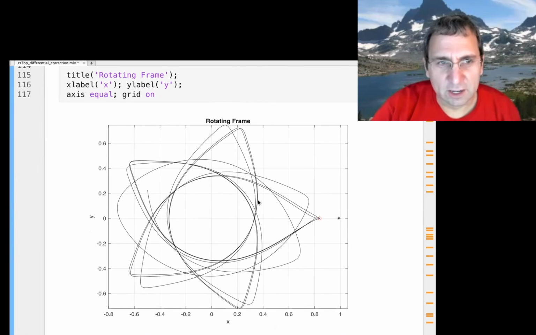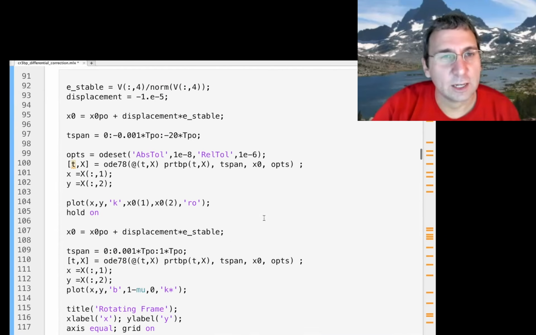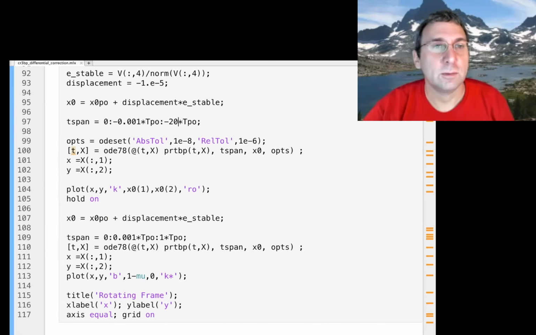If we were to look at this in the inertial frame, I'm not quite sure what we would get, and I don't have the code for that right here. But hopefully that helps you get started. So next time we'll talk about the rest of chapter 4. We've basically done sections 4.1 through 4.3. So next time we'll do 4.4, which is trajectories with prescribed itineraries. And then for the last meeting, we'll talk about the halo orbits in the 3D problem.